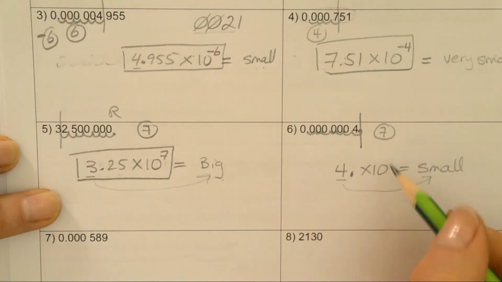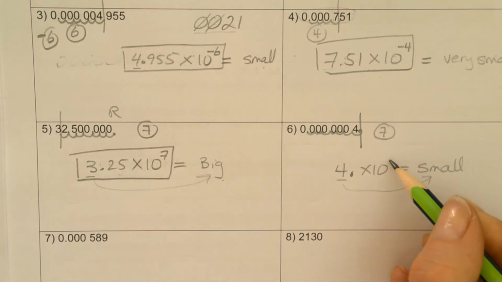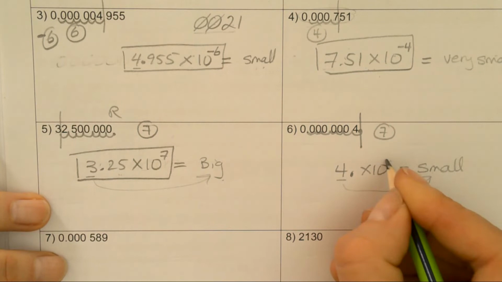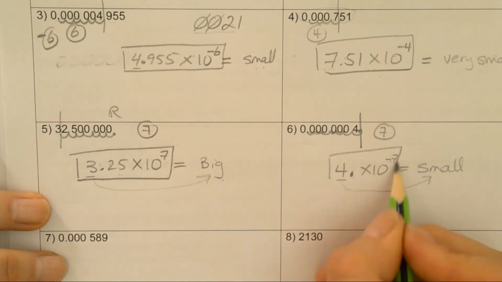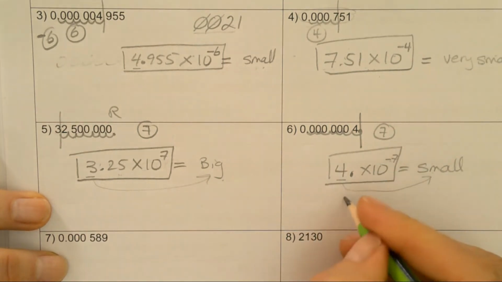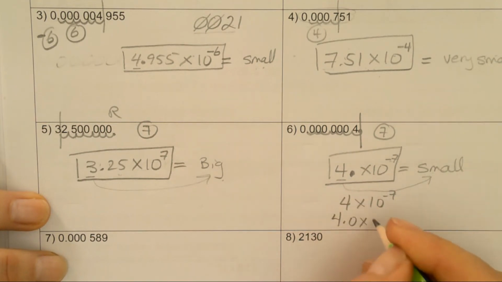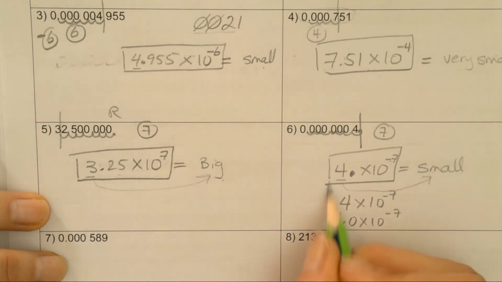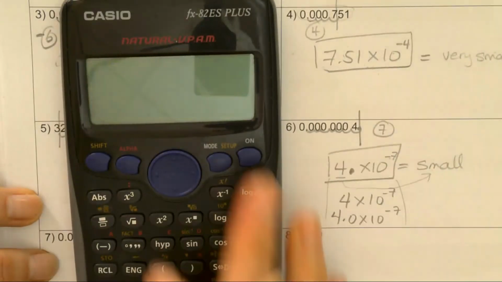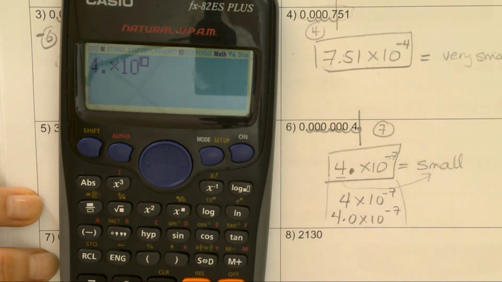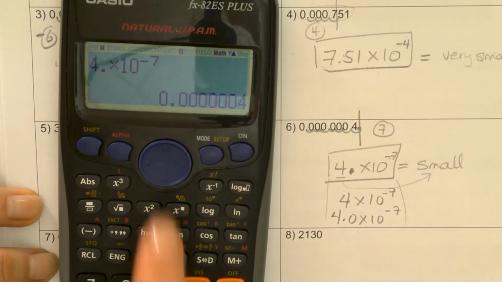So would I use a positive exponent here or a negative exponent? I've got to make it smaller. So I'd use a negative 7. So let's check. If you wrote it like this with a 4, that's correct. You can put the decimal in or not put the decimal in, or you can put 4.0 like that. Those are all the same thing for the basic rules for scientific notation. So let's check. 4 point times 10 to the power of negative 7. See, I made a very small number.